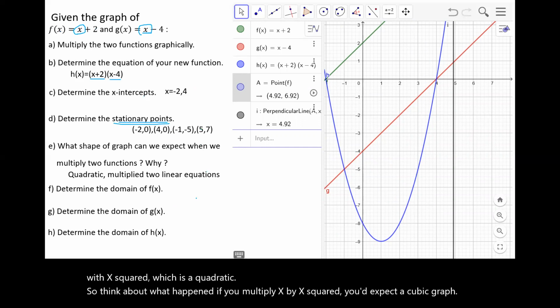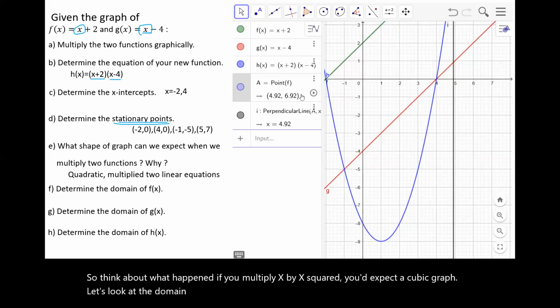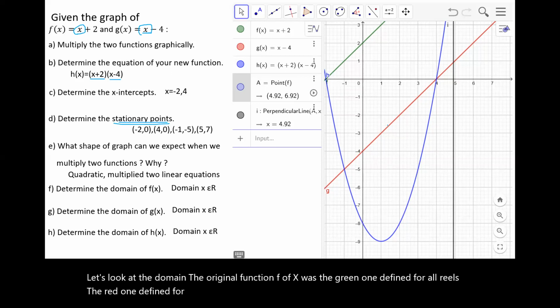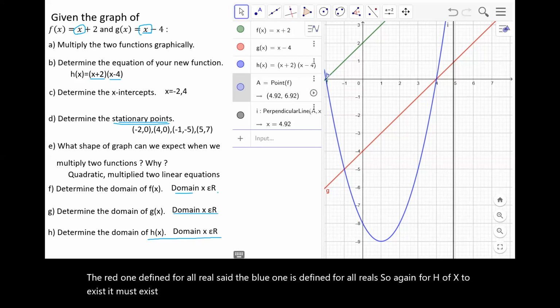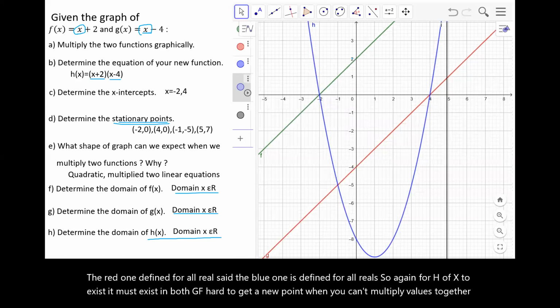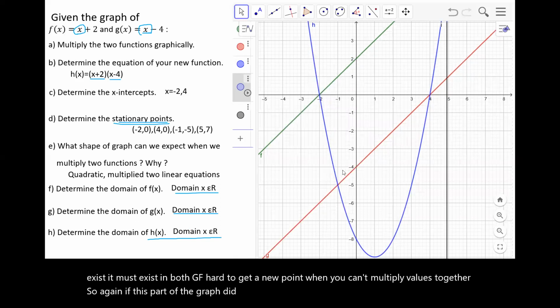Let's look at the domain. The original function, f of x, the green one, is defined for all reals. The red one is defined for all reals, so the blue one is defined for all reals. So again, for h of x to exist, it must exist in both g and f. Hard to get a new point when you can't multiply values together. So again, if this part of the graph did not exist, then the final graph would not exist there either.